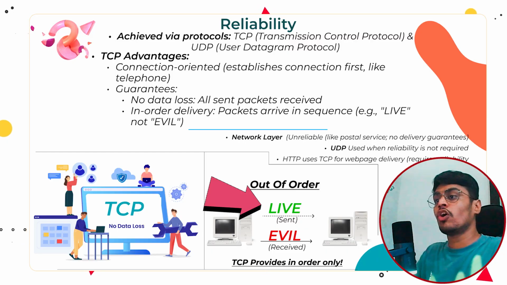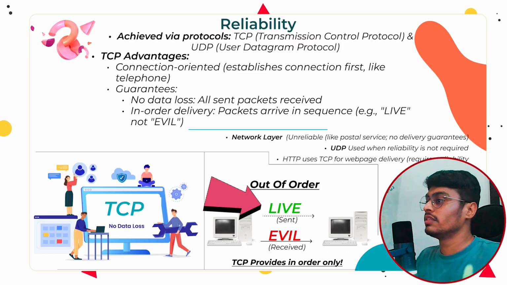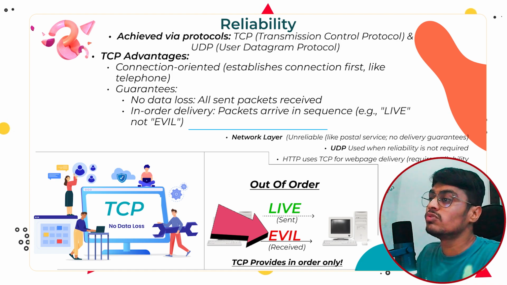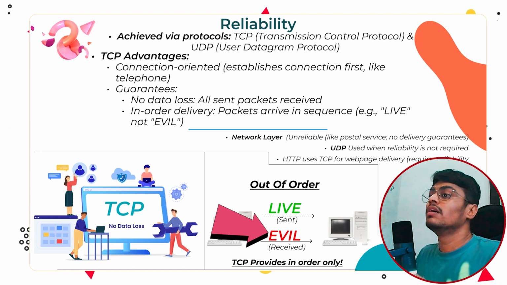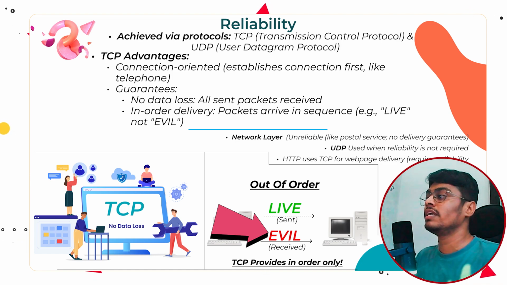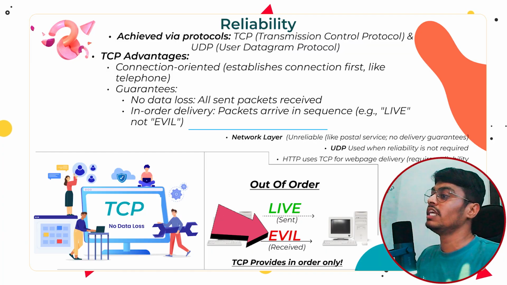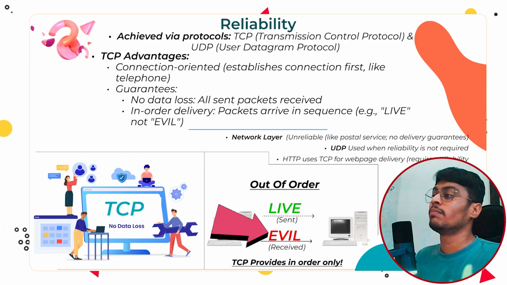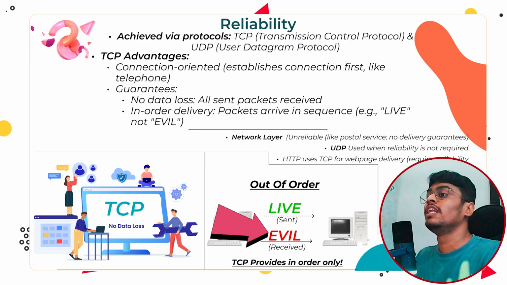That is called in-order delivery. Now if there is any mistake, let's say it receives some out-of-order packets, like "live" instead of "evil", it's possible that it prints "evil" and its meaning is changed completely. That's why I need in-order delivery of packets here.